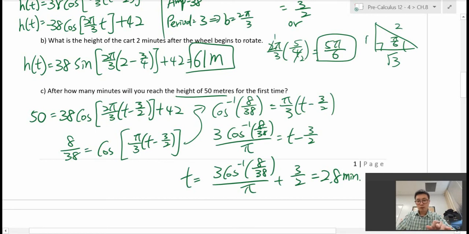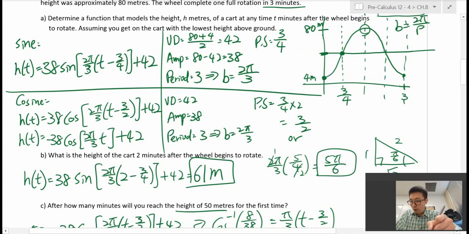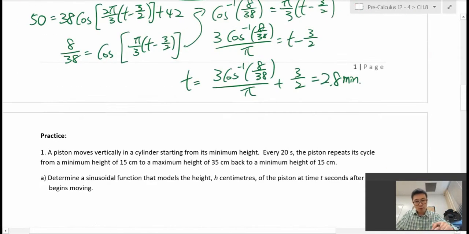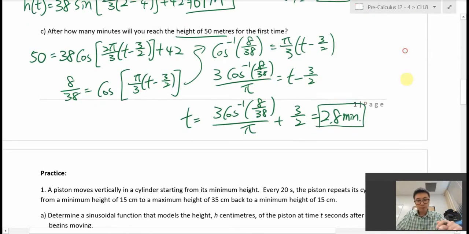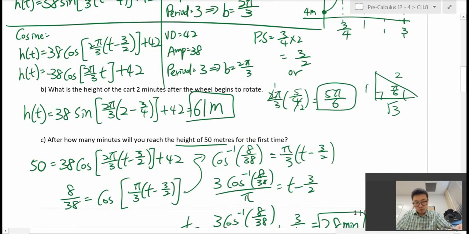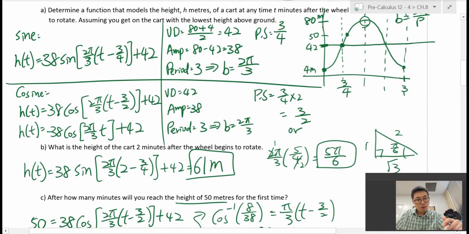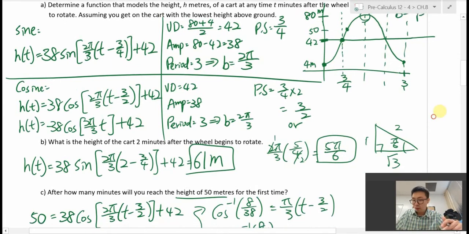Now let's compare this answer with the graph and see if it makes sense. For 50 meters, we know the halfway point is 42, so 50 meters will be somewhere here. Now let's look at our answer, 2.8 minutes, and let's look at the graph. The first time is going to be right here. Does that look like 2.8 minutes to you? Okay, hold on a second. 2.8, is that even right? Let me see. 8 out of 38, inverse cos, times 3, divided by pi, plus 3/2, 2.8 minutes. Oh, that doesn't look right to me.